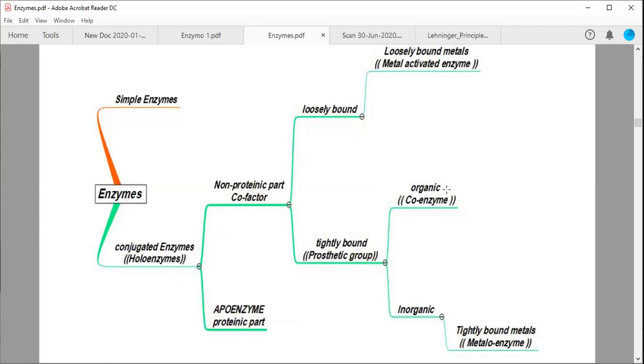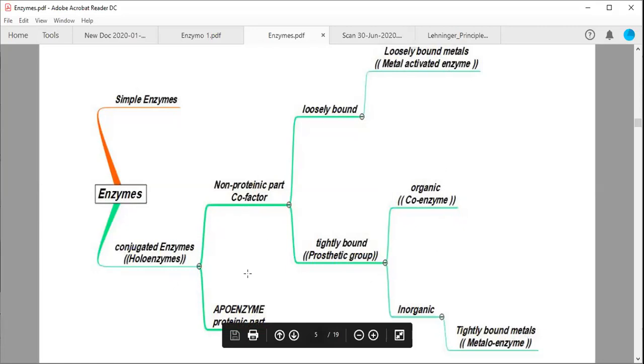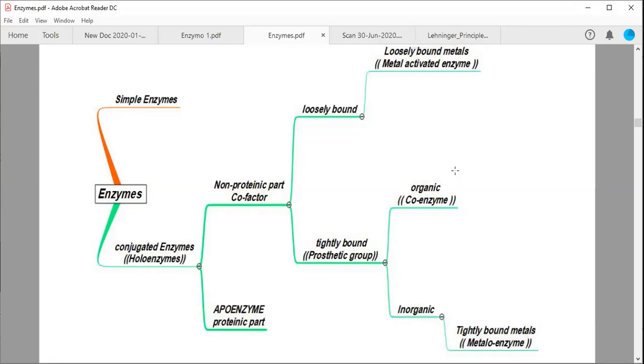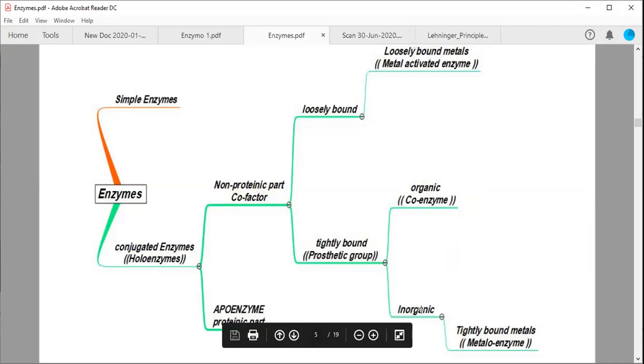So if you give some examples, the vitamins are the best examples. Okay, so they are organic in nature, they are tightly bound, so they may be called coenzymes, or anything which is organic in nature can be called a coenzyme. Then there are inorganic prosthetic groups. They are also tightly bound metal ions. So some of the metalloenzymes you should know.